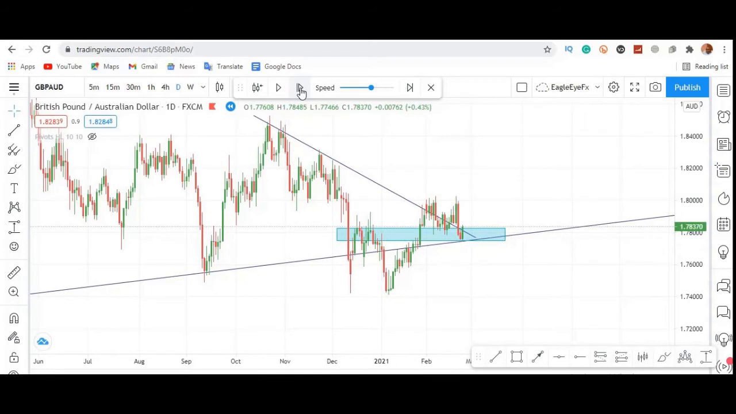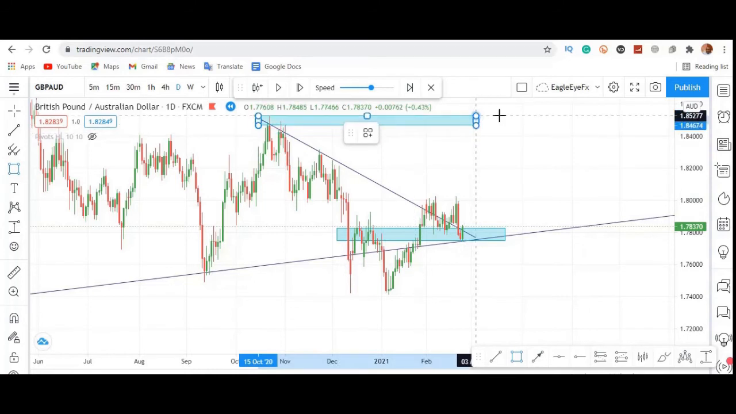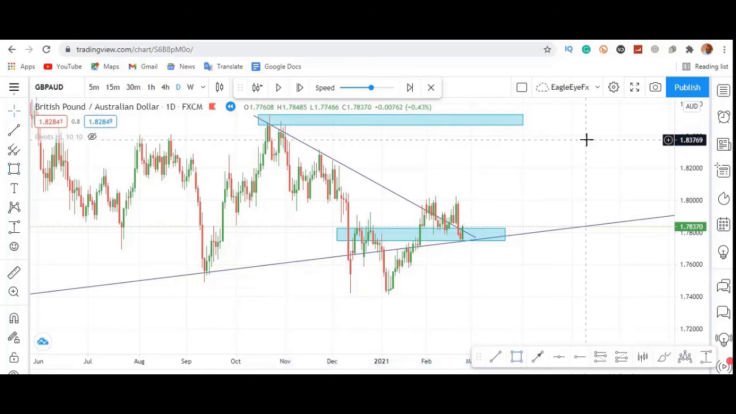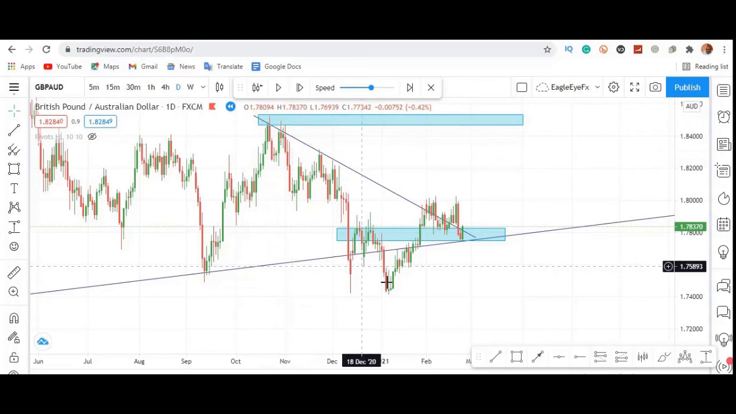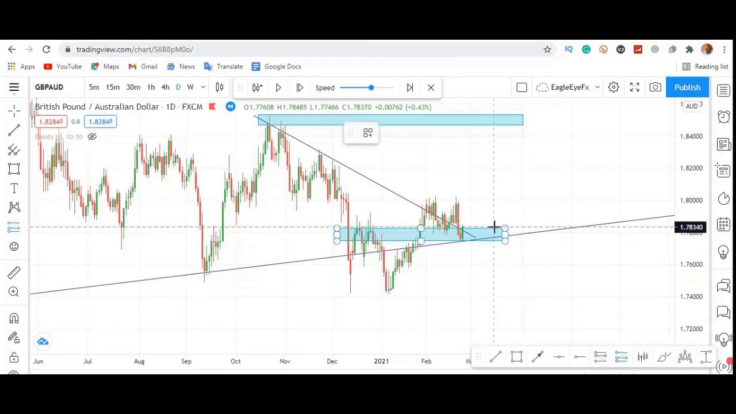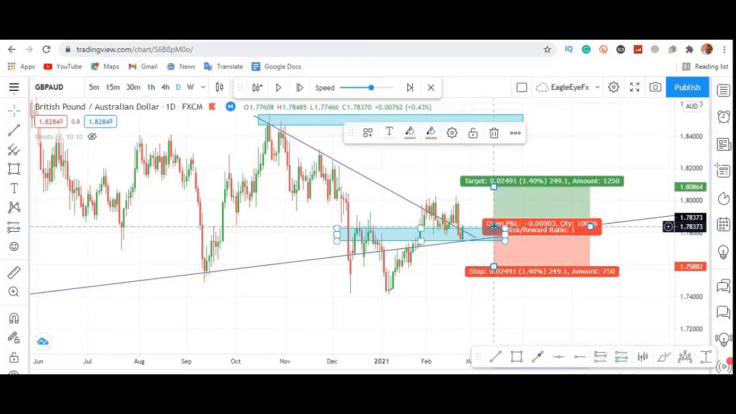Okay, you can enter now, here. I'll be targeting somewhere around here, because one thing I've observed is that when the market reached here, it was pushed all the way down. So you can enter your buy here.